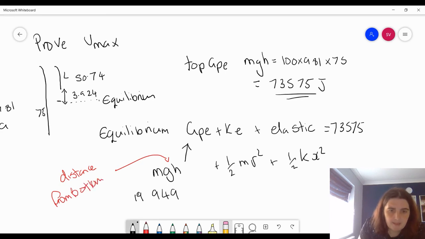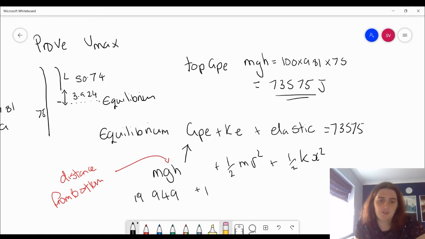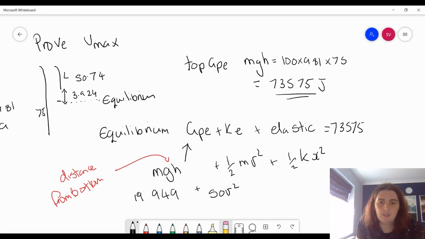Plus a half mv squared. I don't know what that is yet. So that's a half times 100, so it's 50 v squared, plus a half kx squared. That's a half times 250, so 250 times 0.5, times my extension squared, 3.924 squared. And that's going to be 1,924.7. And that again is going to equal 73,575.